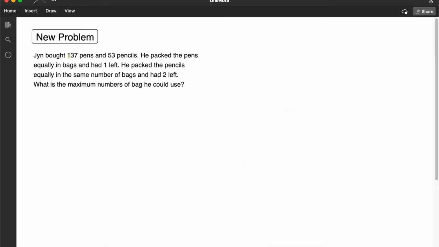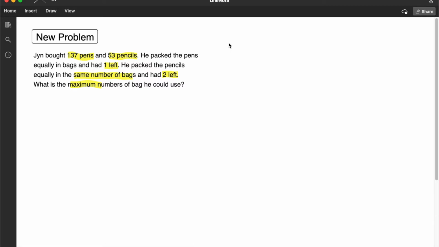Jean bought 137 pens and 53 pencils. He packed the pens equally in bags and had one left. He packed the pencils equally in the same number of bags, and had two left. So the question is, what is the maximum number of bags he could use?